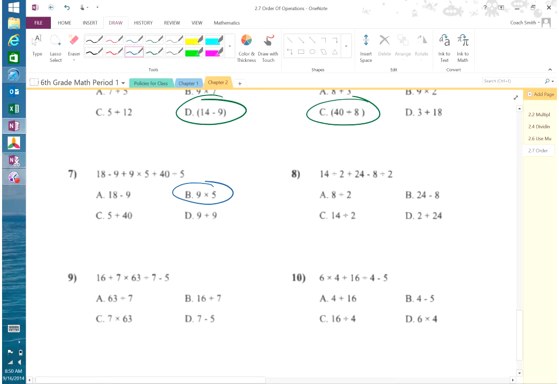Okay? Then what would we do second? Staley. The choice isn't there. Yeah, we do the 40 divided by 5. So we would do the 9 times 5 plus 40 divided by 5. Okay, and that's what we would do in that problem if we were going through the steps. Okay, number 8. I want you to do 8 and 9 on your own.